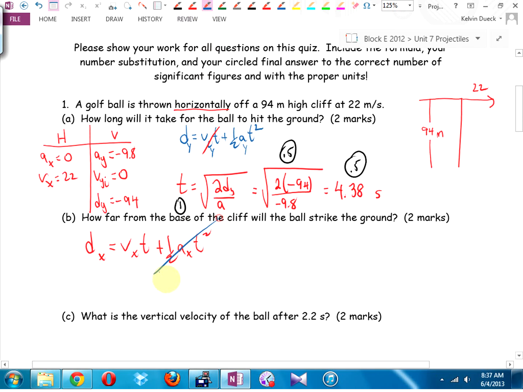However, Sean is bursting for me to say, hey, I don't need to write ax because ax is 0. In fact, horizontal range is a little easier. It's just going to be vxt. What was vx? 22. What was t? 4.38. Now, if you got 1a wrong, but you took your answer and multiplied it by 22, you'll get full marks for 1b even though you got 1a wrong, because that's how I roll.